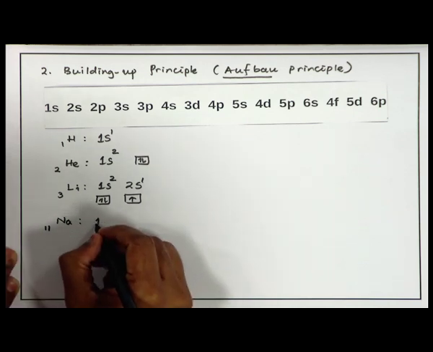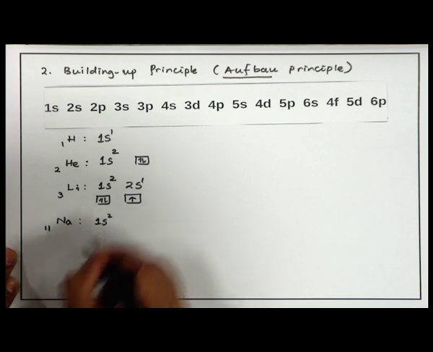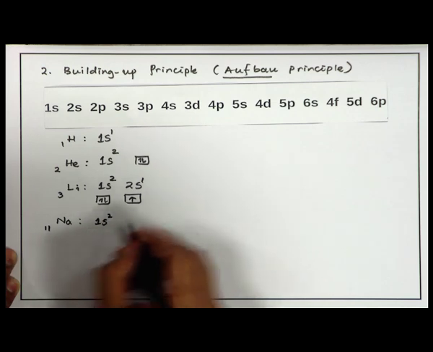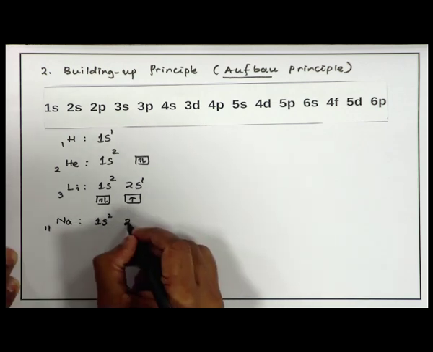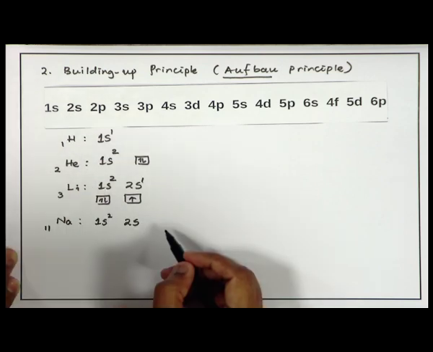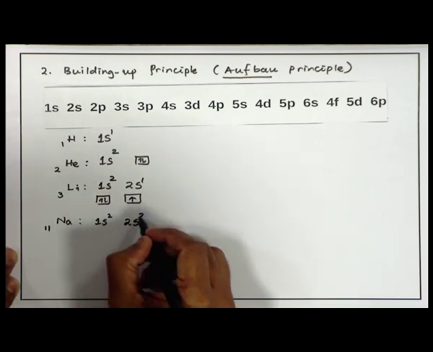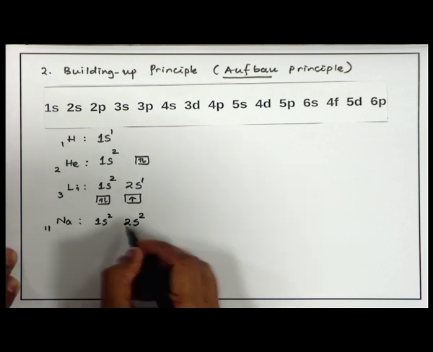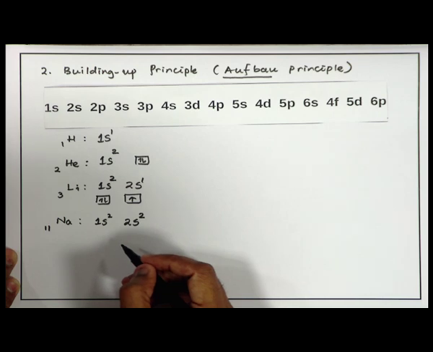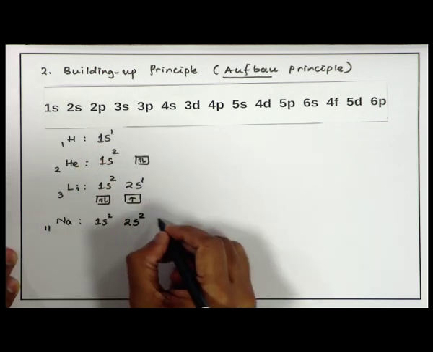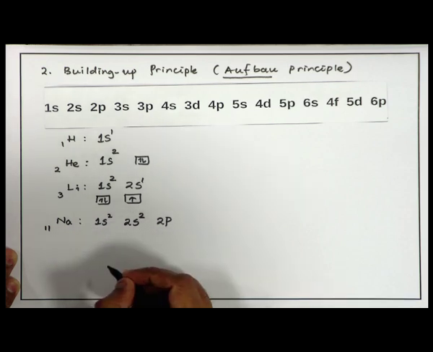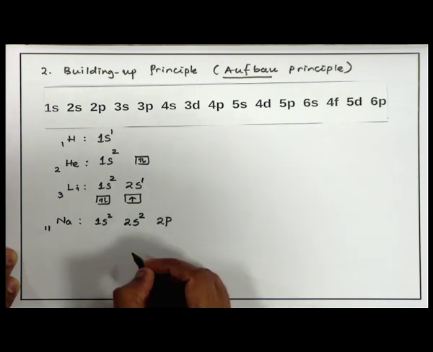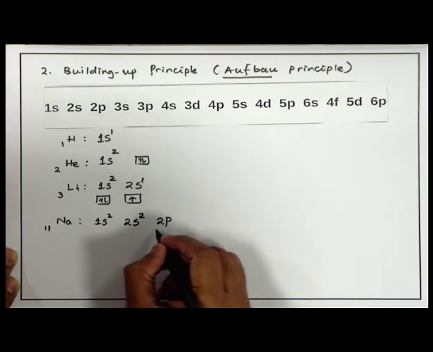I start from 1s, which can hold 2 electrons. Then I am left with 9 electrons, because 2 electrons are filled. So, I go to the 2s orbital, which can take 2. I give it 2, so I am done with 4 electrons. I still have 7 electrons to take care of. The next orbital in sequence is 2p, and if you remember, 2p actually has 2px, 2py, 2pz, so there are 3 compartments.